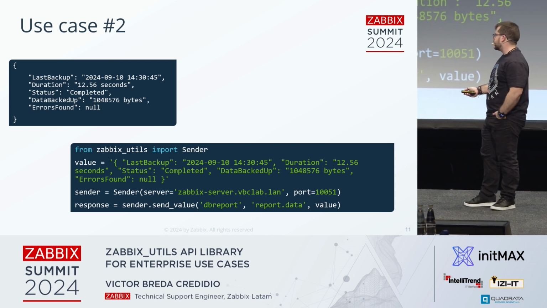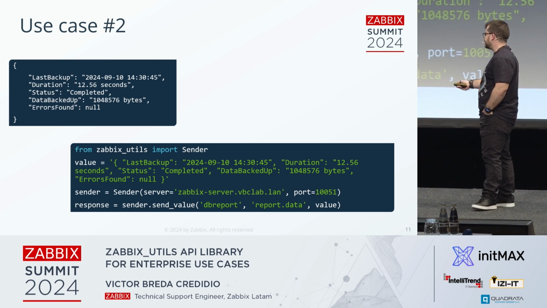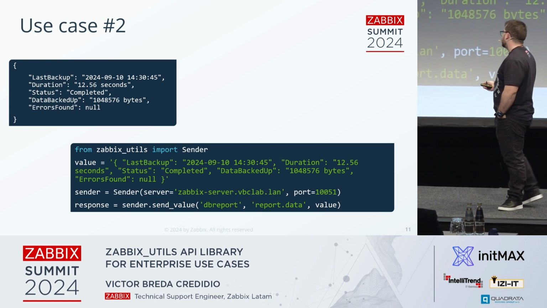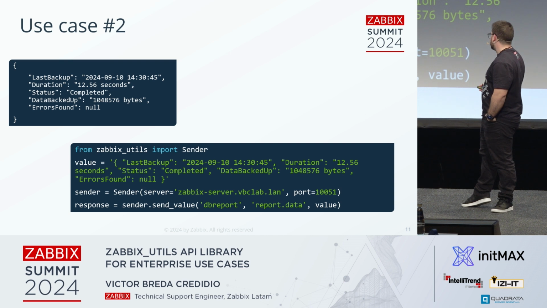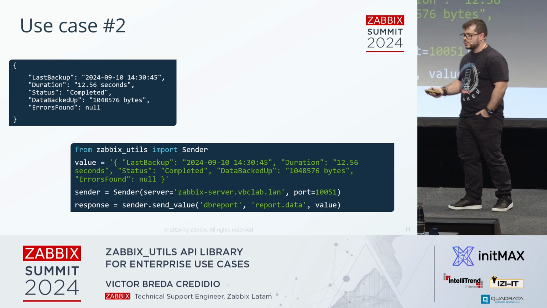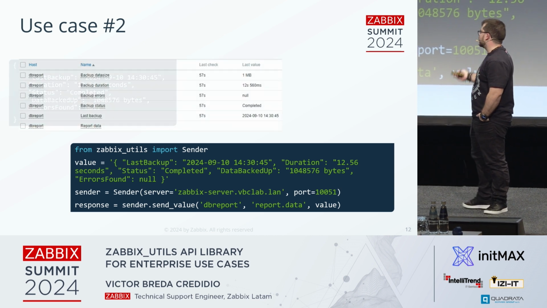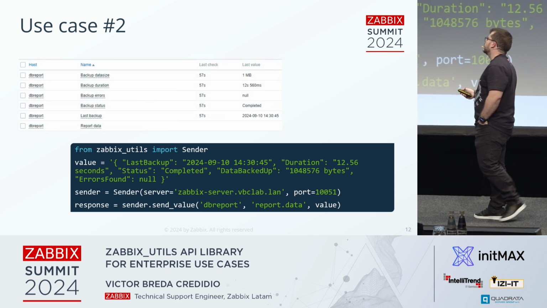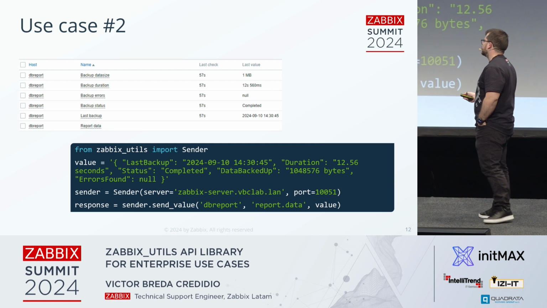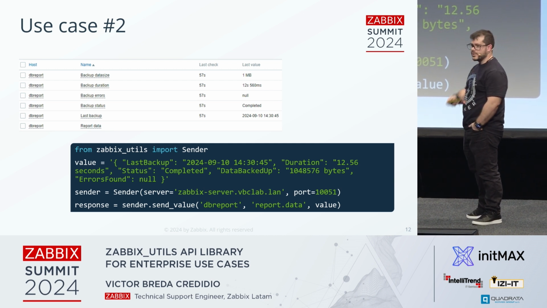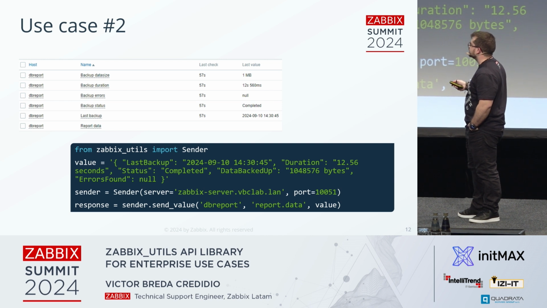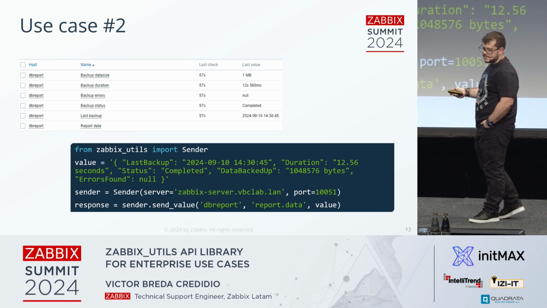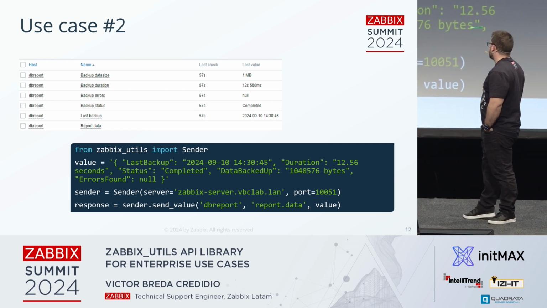And the response that I have, like sender.send value. I'm sending the value to the host DB report with the report.data key and the value, which is this JSON string. And what I got in Zabbix was this. I have a master item that is receiving all this information. I'm not keeping history, best practice, remember that. And I have my dependent items using JSONPath, extracting exactly everything I need.